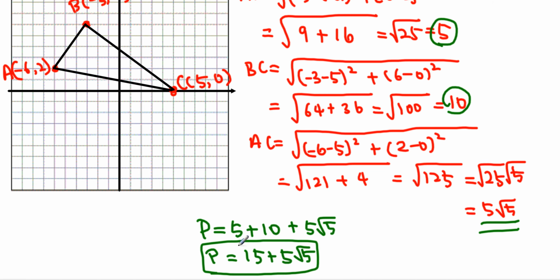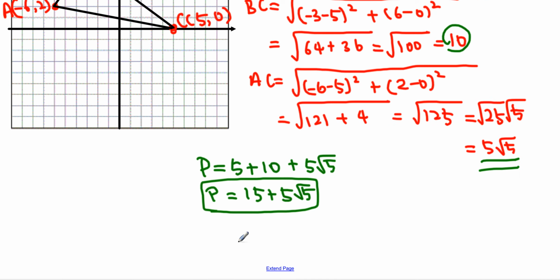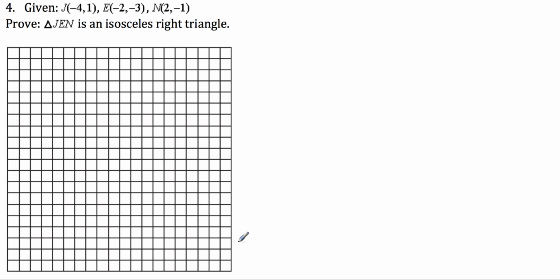That is our perimeter. All right. Let's move on to the next question. So we want to prove that this triangle is isosceles. That means we need to show the two congruent sides. This allows us to use the distance formula.